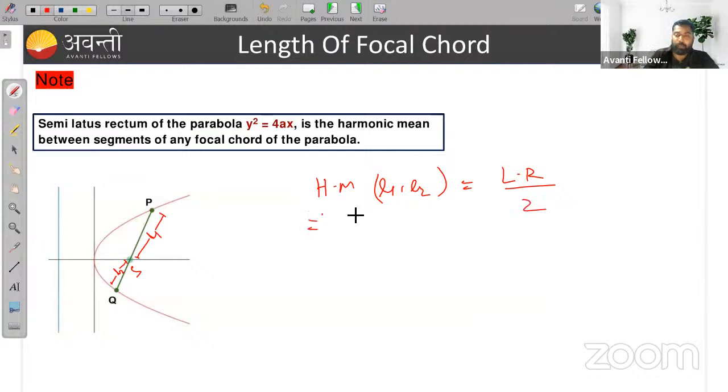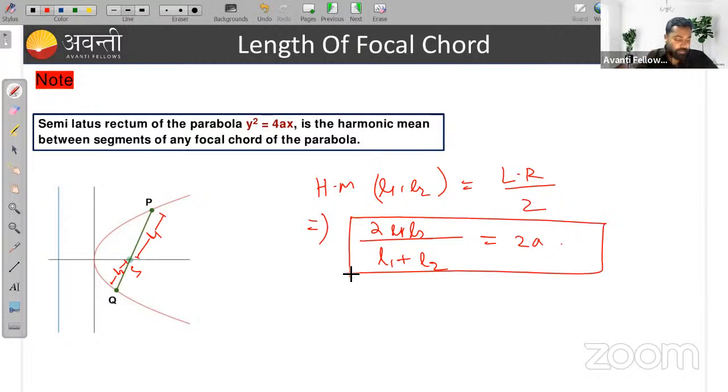How can you find the harmonic mean of two numbers? That is 2 L1 L2 upon L1 plus L2, which is equal to 4a upon 2, since the length of the latus rectum is 4a. That is 2a. So this is the formula, a relation between a and the segments of any focal chord. It's a result. Okay, let's move.